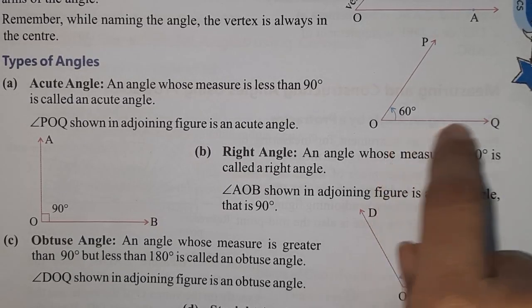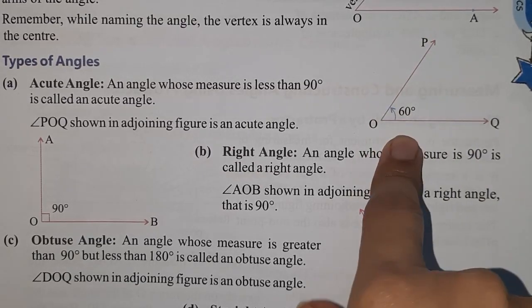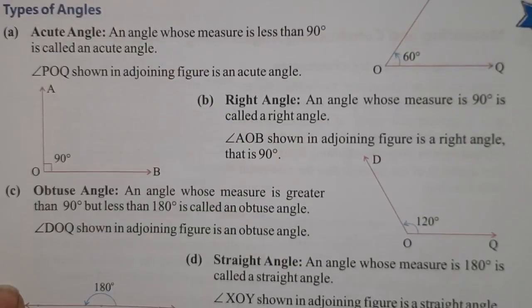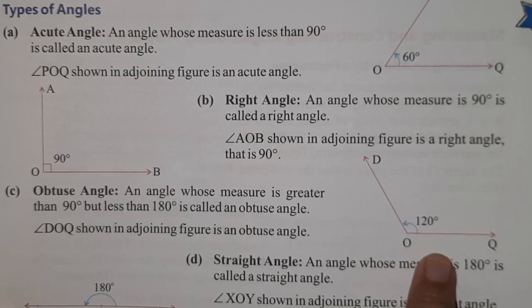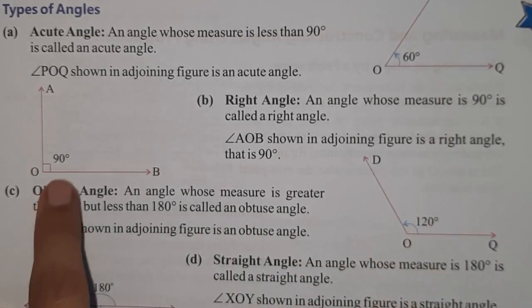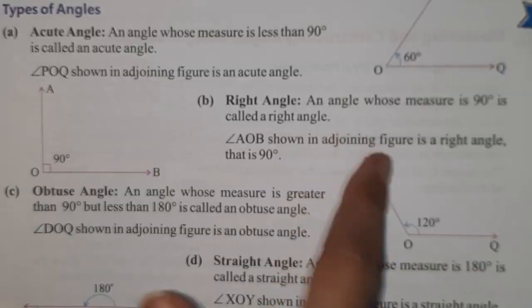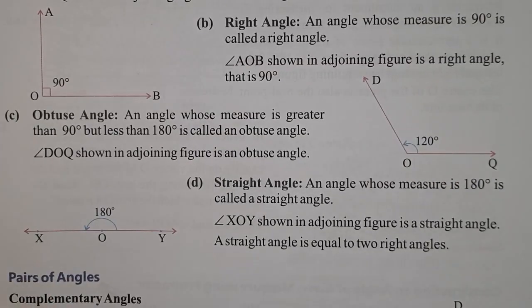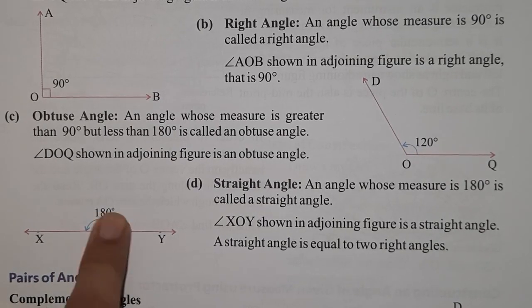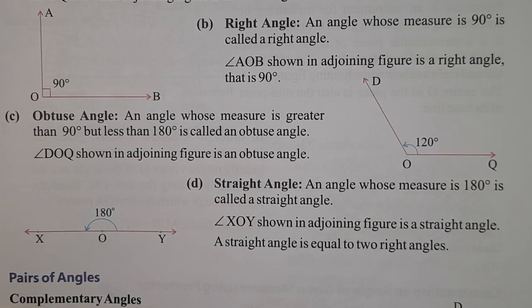Now look here, 60 degree it is written, so it is acute angle. 90 degree right angle. 120 degree, it is more than 90, less than 180, so it is obtuse angle. These are just examples. Exact 90 degree is known as right angle. Similarly here, straight angle, when the measurement is 180 degree, not more than, not less than. Okay. In next lecture, I will tell you how to construct these angles.